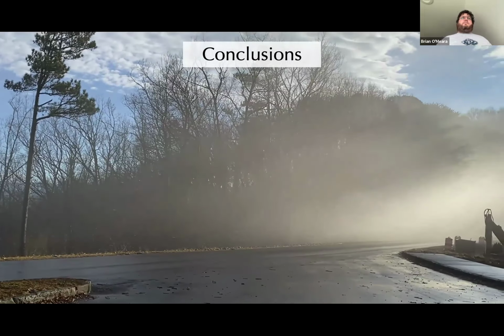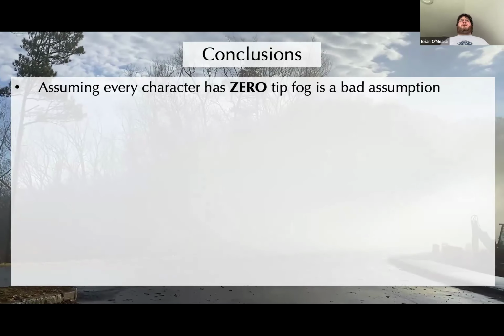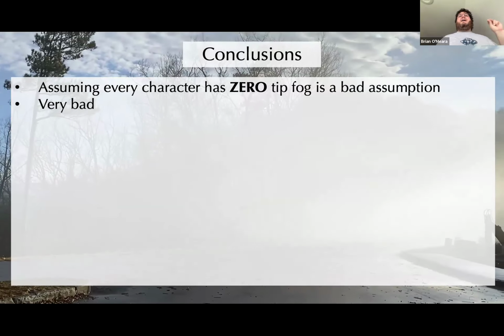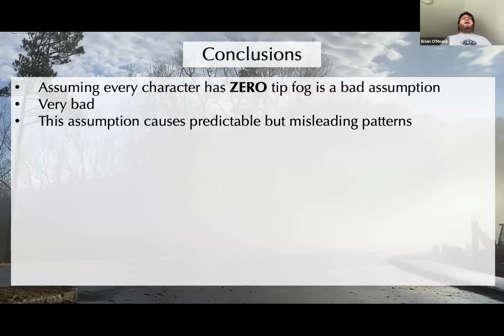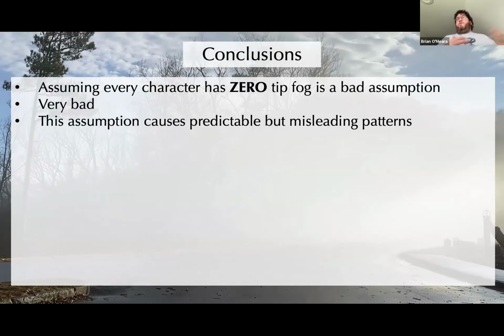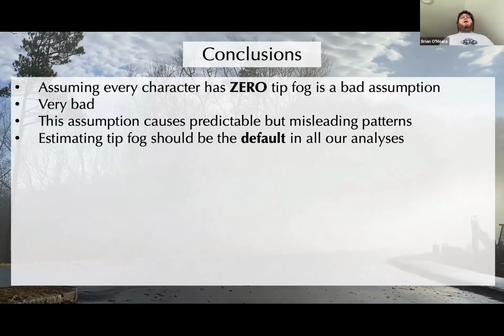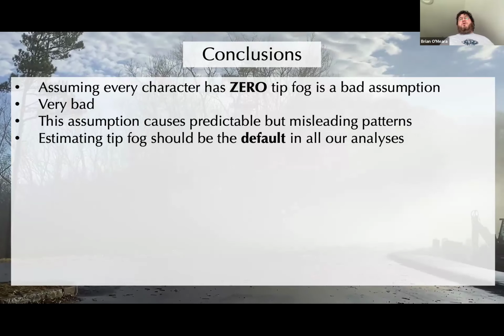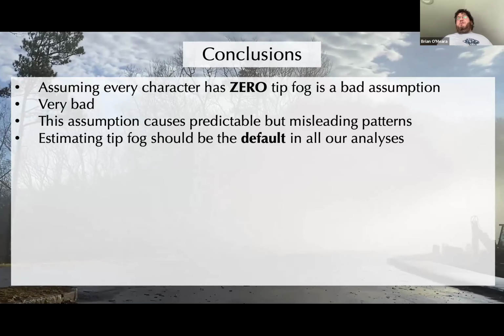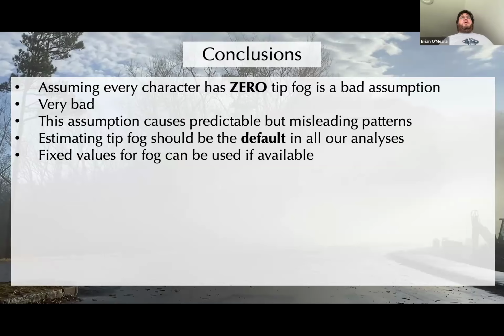So, conclusions. Assuming every character has zero tip fog is a bad assumption. It's a very bad assumption. It causes predictable misleading patterns, like the pattern of rate over time for 40 years. So it should be the default. We know this has an issue, and we know it's solvable. Solve it already. Other people have argued this, but we argue it again.